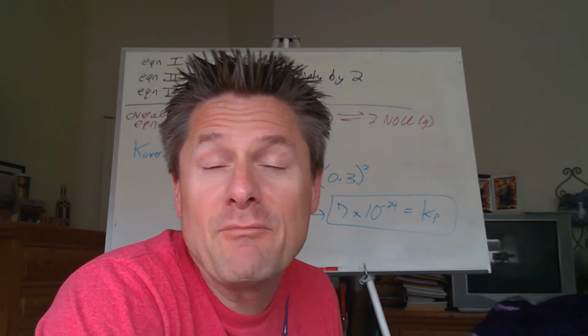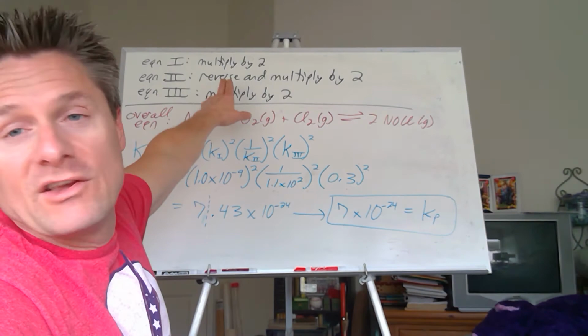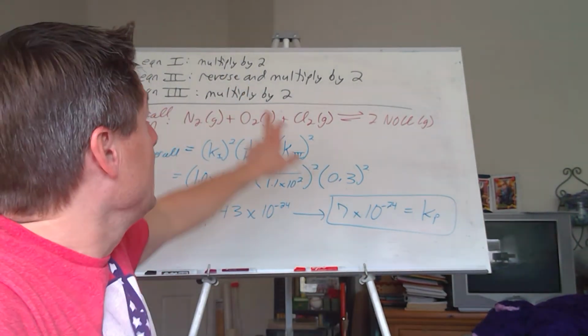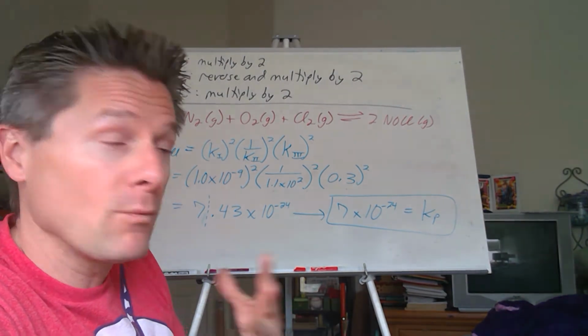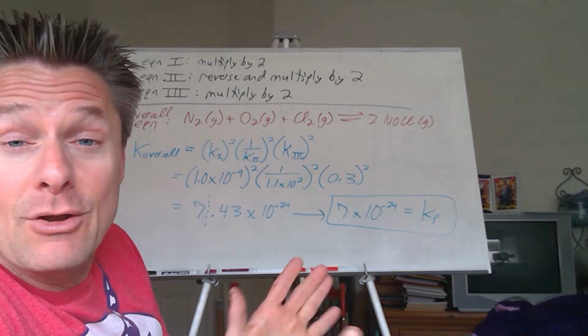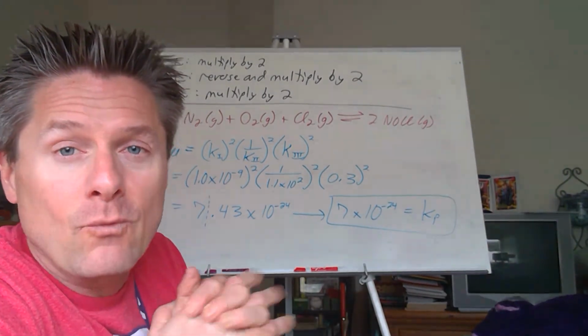All right, gang, so we've manipulated our equations. We've gotten our overall equation here. So equation 1, we multiplied by 2. Equation 2, we reversed and multiplied by 2. And equation 3, we multiplied by 2. So what we're going to do, to get the overall k value for this equation that has an unknown k value, we're going to multiply our 3 manipulated original k values.